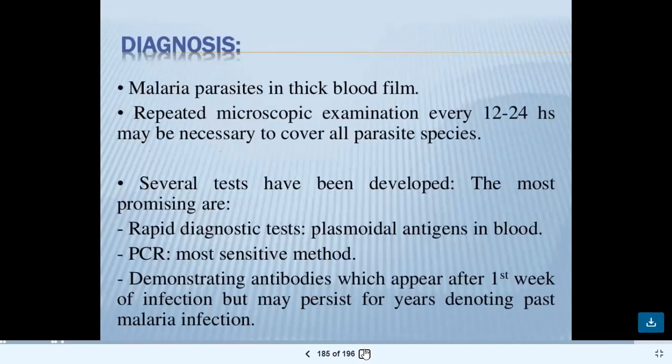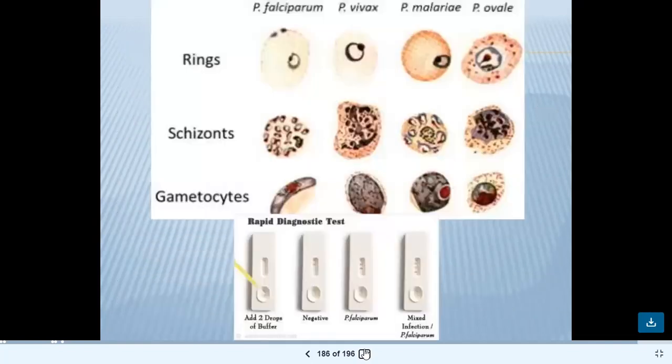If we talk about diagnosis: malaria parasite in a thick blood film; repeated microscopic examination every 12 to 24 hours may be necessary to cover all parasite species. Several tests have been developed. The most promising are rapid diagnostic tests, plasmodial antigens in blood, and PCR, the most sensitive method. Demonstrating antibodies, which appear after the first week of infection but may persist for years, denotes past malarial infection.